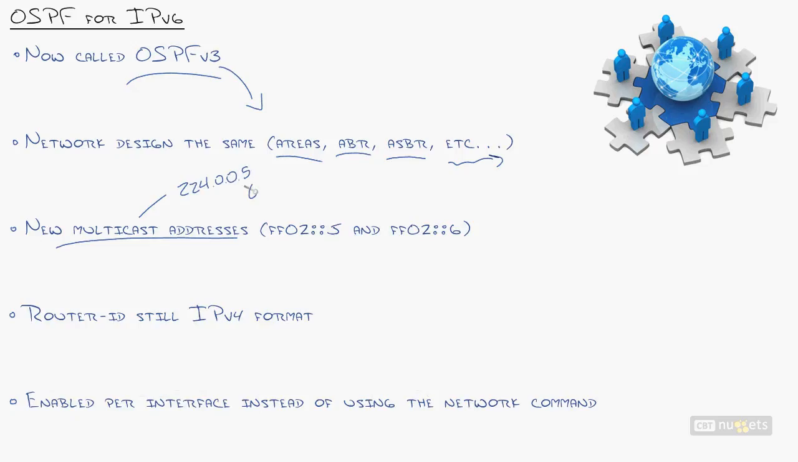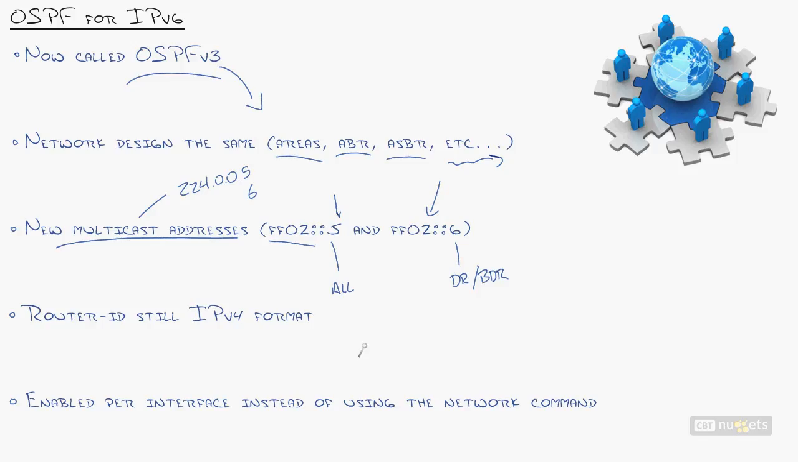224.0.0.5 and .6, we've now converted that to an IPv6 multicast, FF02::5. This is going to be for all OSPF routers. And then FF02::6, which is going to be for the DR and BDR. Remember, the king and queen of the broadcast-based network, so you don't have to have full neighbor relationships with everybody. So the concept is the same, just new IPv6 compatible multicast addresses.